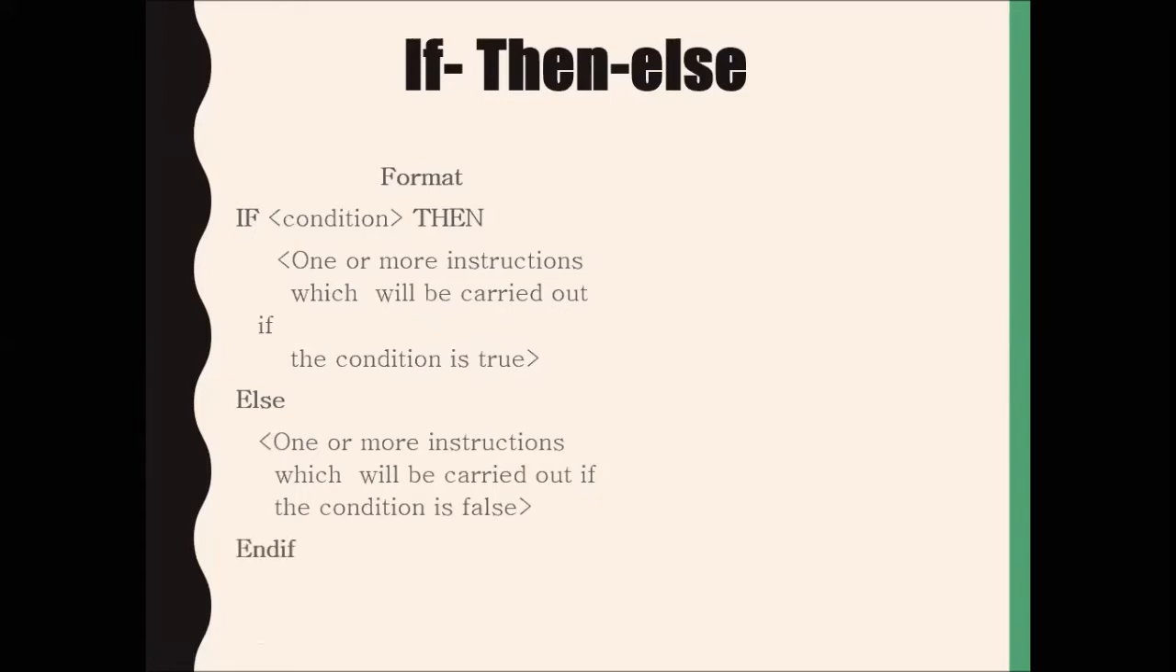So we have two sets of instructions. Here, if the condition is true, which is a yes, do this. If the condition is false, do this. This is all that it is doing. So the true part is always first, and then the false part is after the else.